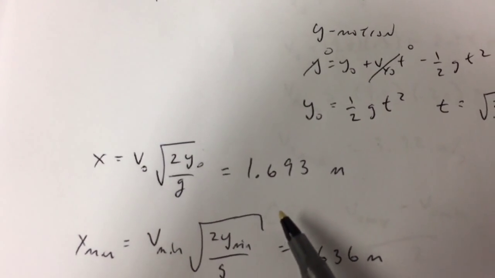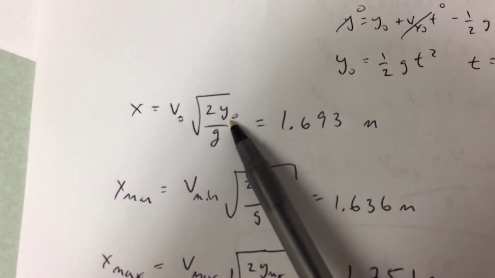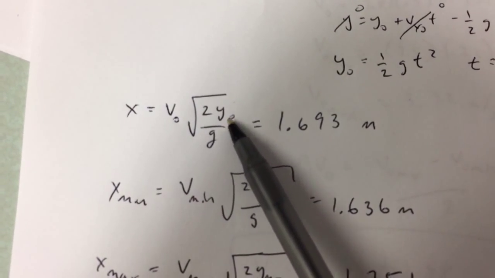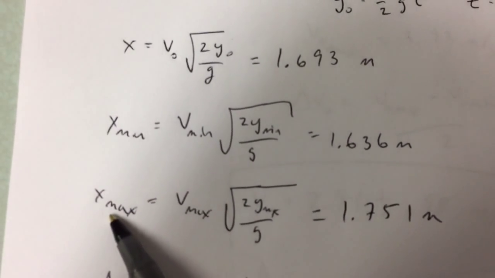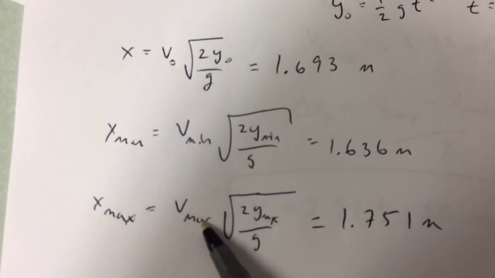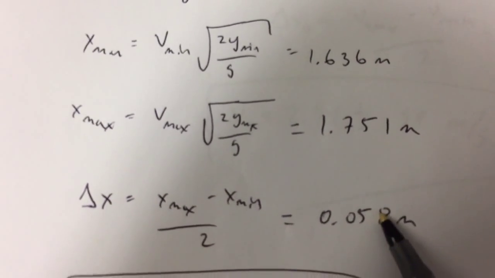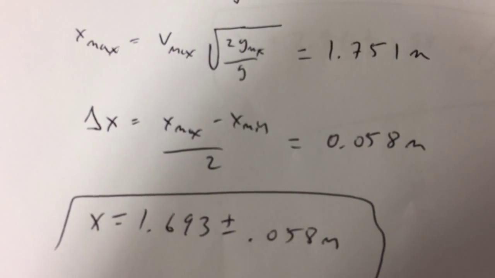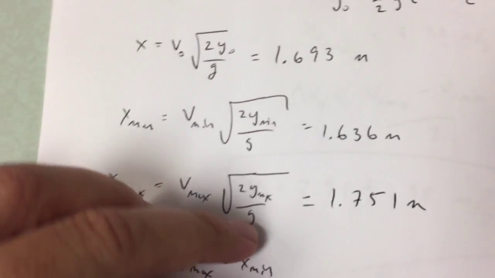Now I need to again do uncertainty, so I'm going to do the minimum position. I put in the minimum position and the minimum velocity, and I get that. To find the maximum, I put in max, get that, and then just do max minus min over 2. Boom, position, done. It didn't really matter how many decimal places you carry.